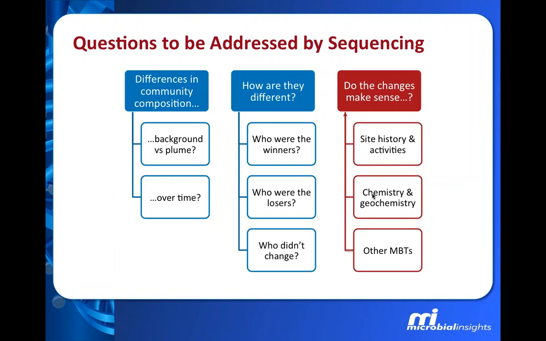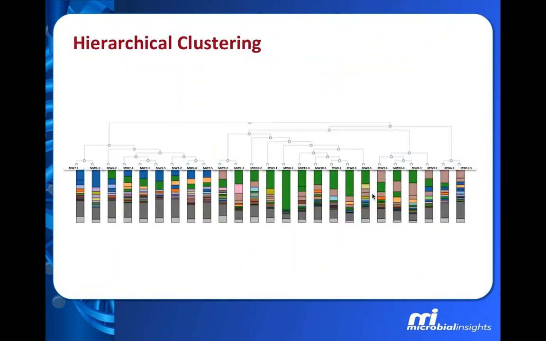How stable are those communities over time, since we have a time series for this? And then are we seeing dramatic changes in background versus impacted areas? And then, of course, how do these all make sense when we talk about our site history, the geochemistry, and then looking at other molecular tools?